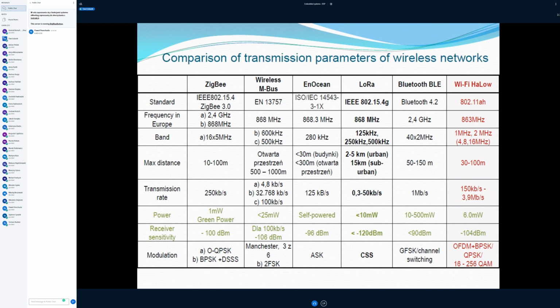Wi-Fi HaLow, which is probably already introduced in practice, but at the moment I put this table here, it was only in plans. So you can see here the names of the standards and the frequency band where this signal is located. So it is either 2.4 gigahertz, like in the case of ZigBee or Bluetooth Low Energy, or 868 megahertz.